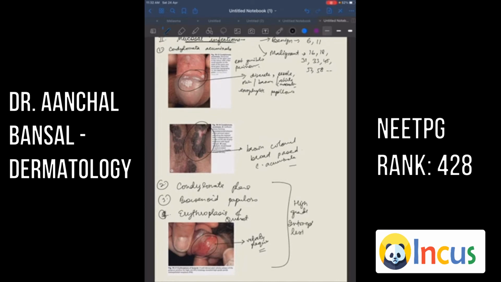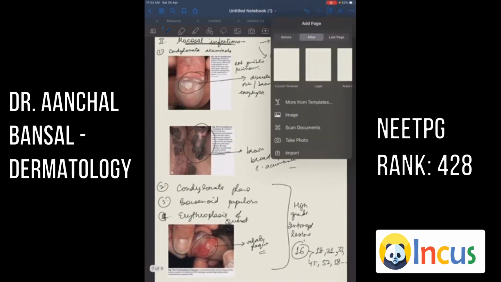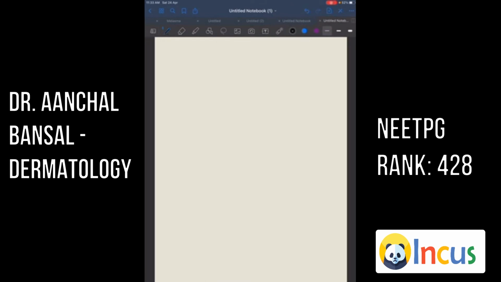These all are high grade intraepithelial lesions. The strains basically responsible for condyloma acuminata are 6 and 11. For these types of lesions, generally 16, 18, 31, 33, 45, 52, all the oncogenic strains. Another uncommon mucosal presentation of anogenital warts is Buschke-Lowenstein tumor, also known as giant condylomata acuminata, which is caused by 6 and 11.